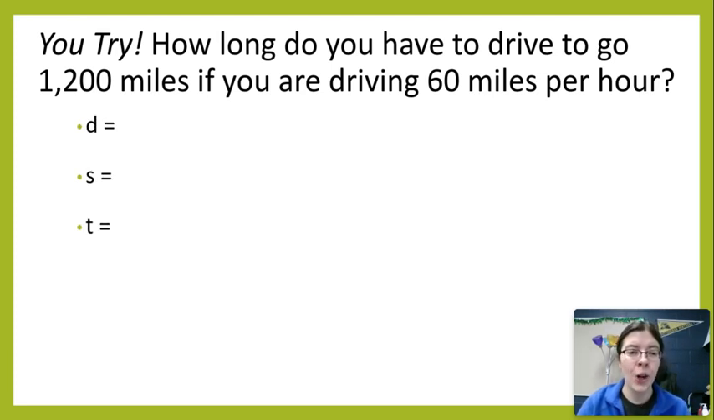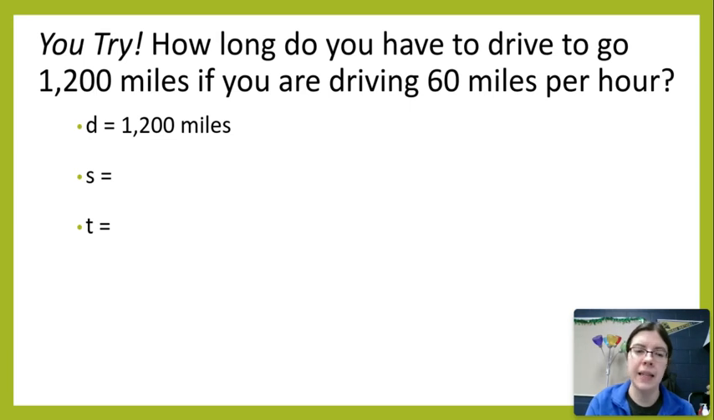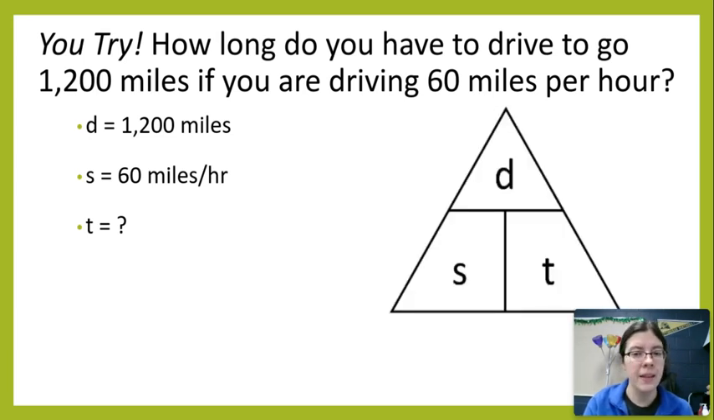Okay, so we want to go ahead and start by identifying our different variables. So in this case, the distance is 1,200 miles. My speed is 60 miles per hour. And the thing I don't know is my time. So again, I want to use my equation triangle to figure out what my equation will be. This time I'm going to cover up the time. So I have distance divided by speed.